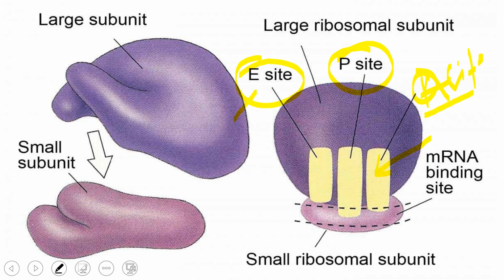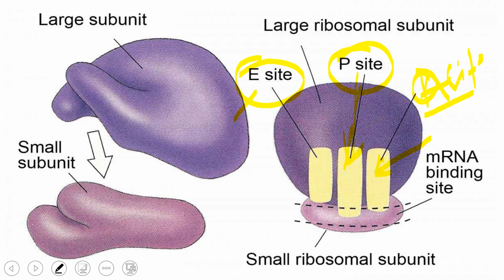The tRNA along with the amino acid comes to this A site the first time. The P site is the place where peptide bonding occurs, so peptide formation occurs at this P site. That's why it is the peptidyl site. And the E site is the exit site from where the uncharged tRNA, after the peptide bond formation, the free tRNA which does not have any amino acid, will exit.